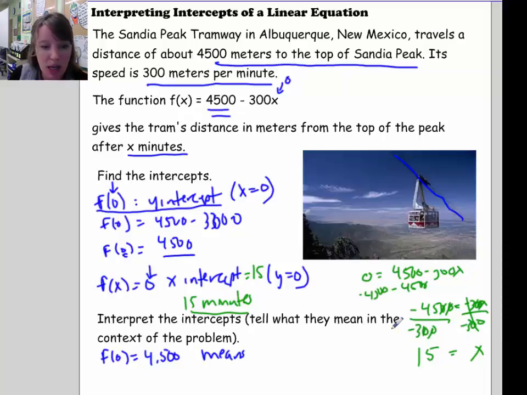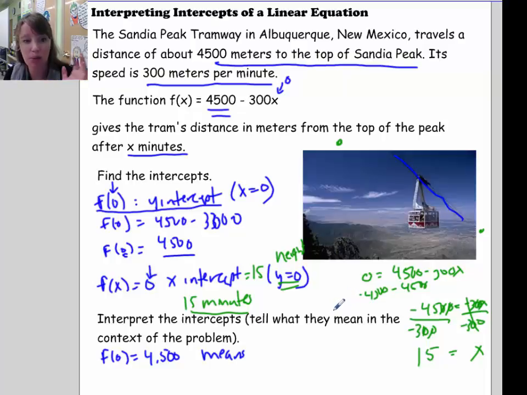So in this case, what this means is when y is equal to 0, it means that it has a height of 0. Well, if it starts way at the top of this peak, a height of 0 would indicate that it reached the bottom. So this means that the tram takes 15 minutes to go from the top of the peak to the bottom of the peak. That's what we mean by interpret the intercepts. Find them, and then tell me what they mean in the context of the problem.